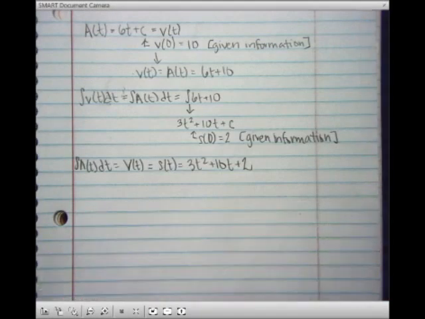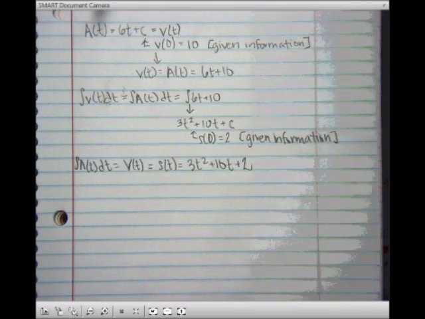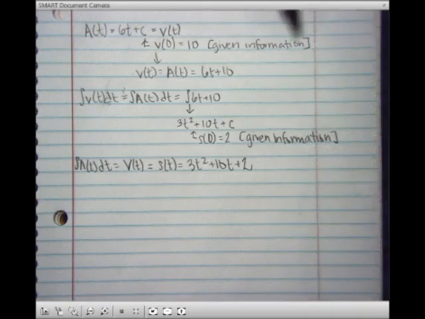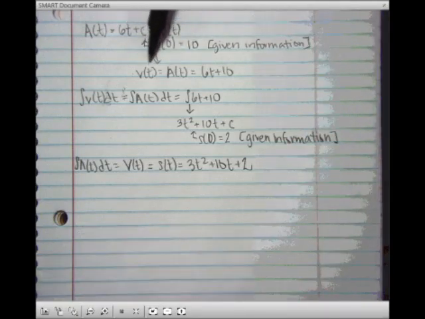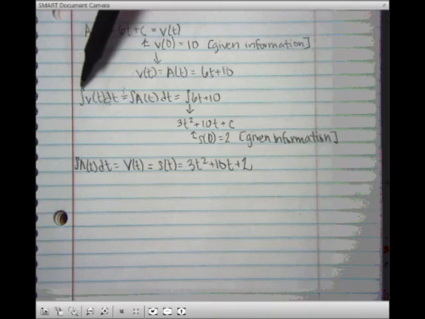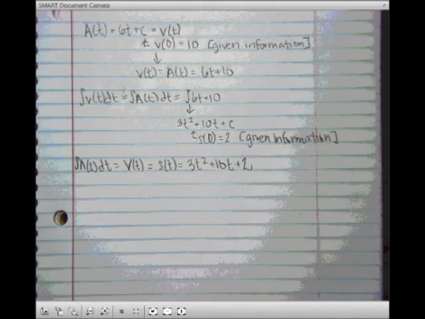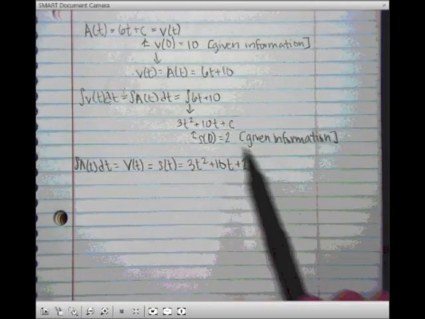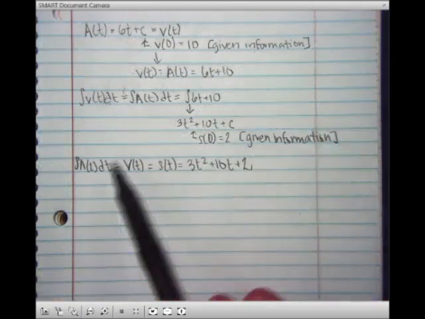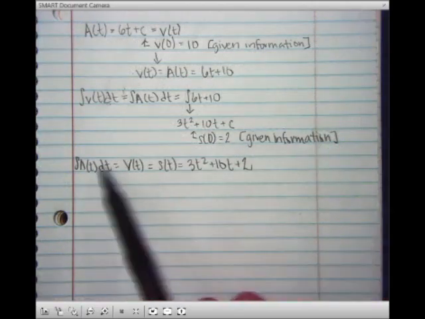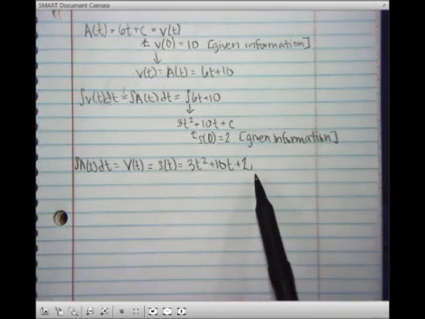Back to our problem, we found the antiderivative a(t) equal to 6t plus c, which we know to be 10 based on the given information. So the antiderivative a(t) equals 6t plus 10. Taking the integral again will leave us with 3t squared plus 10t plus c. This c value is also given, as the position at time 0 is equal to 2. So our position equation winds up being 3t squared plus 10t plus 2, which is exactly what we started with.